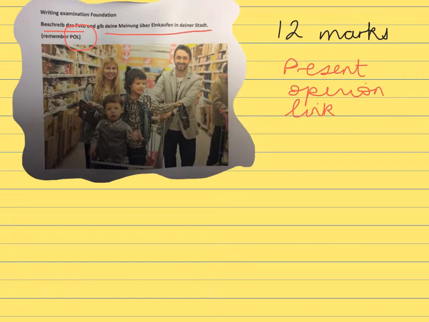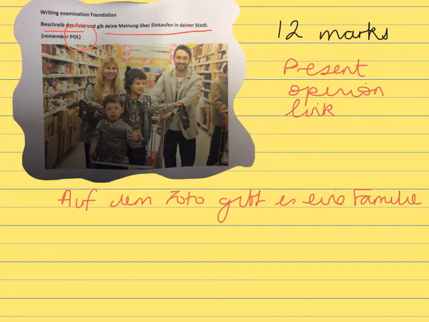So, to describe this photo, you might use something like the Palm W we use for the speaking, but it doesn't need to be that complicated. So I'm going to say, auf dem Foto gibt es eine Familie. Right, and the word limit on this task is only 30 words, so it doesn't have to be long. So, auf dem Foto gibt es eine Familie.